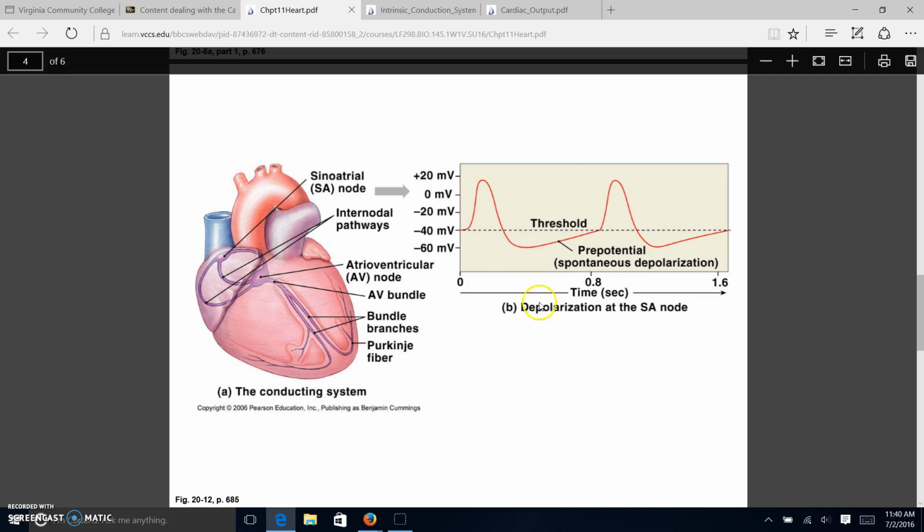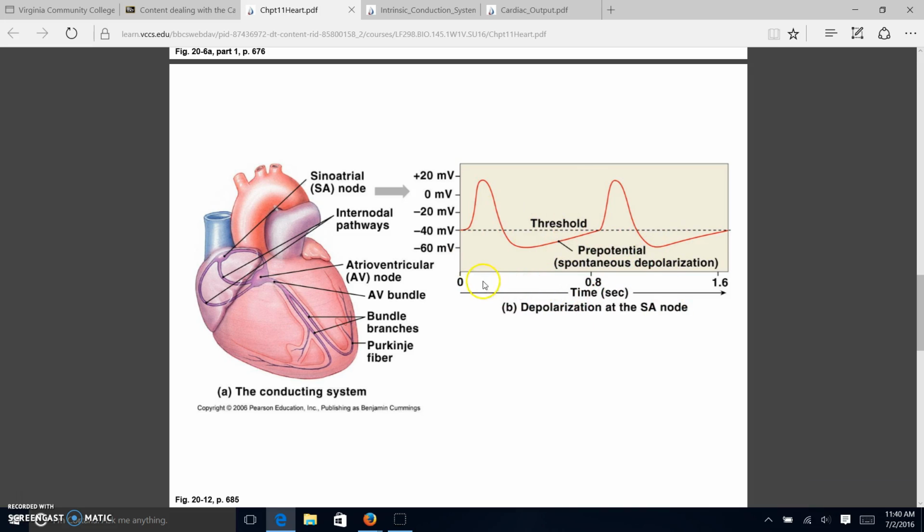Now, if we look at what the trace of the signal looks like, notice here are our millivolts. We can measure inside the cells, these autorhythmic or nodal cells, and notice that we have a resting membrane potential of about negative 60 millivolts. We have a threshold of negative 40 millivolts, and then here we see our zero, so our positive numbers begin after zero. Now, this graph line right here, which is the same thing starting over right here, is actually called our prepotential, or this is where our spontaneous depolarization occurs.